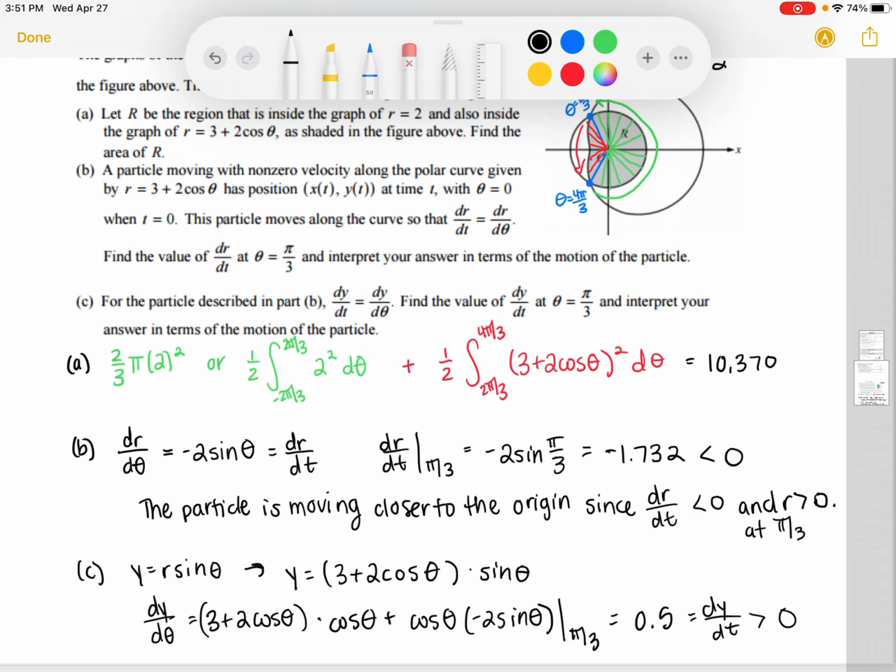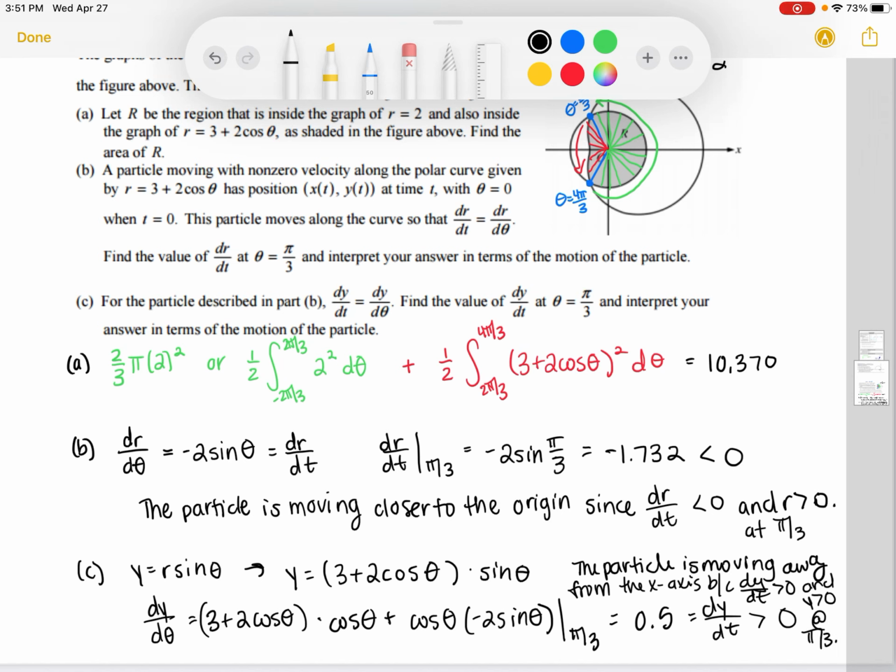And since dy dt is the change in the y distance, the vertical distance, then that would mean that it's positive, so the particle is increasing its distance away from the x-axis. So the particle is moving away from the x-axis because dy dt is greater than 0 and y is greater than 0 at pi over 3.